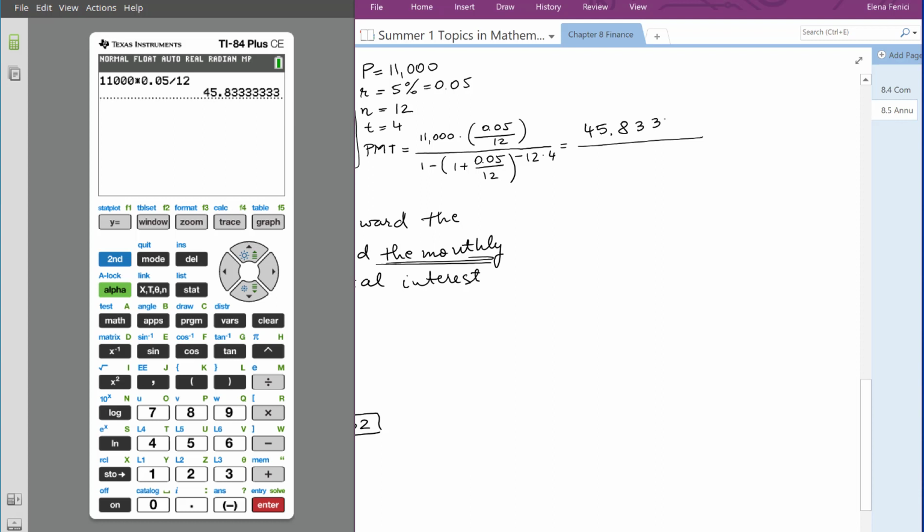45.833. So I'm just going to write all the 3's in there. Because if you don't, then you're just not going to get the right answer. And now I'm going to write the denominator.